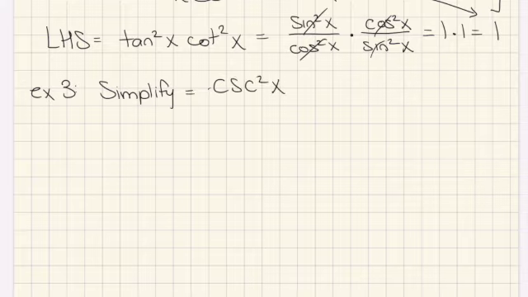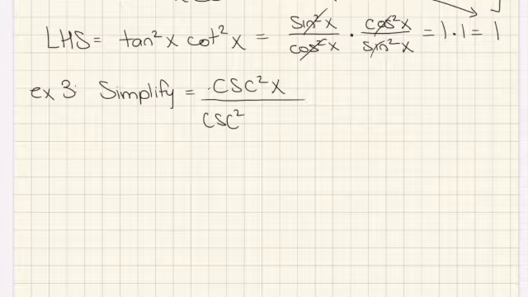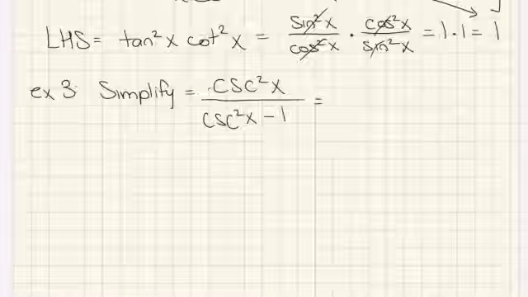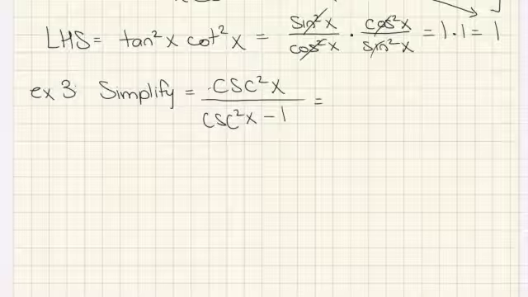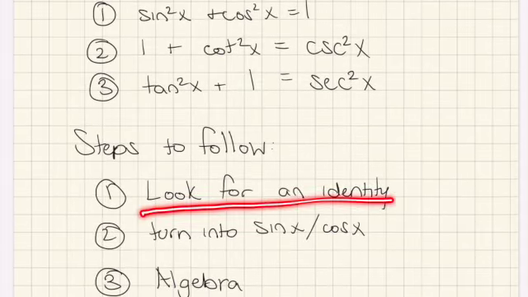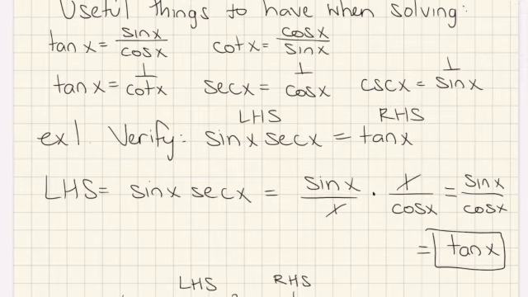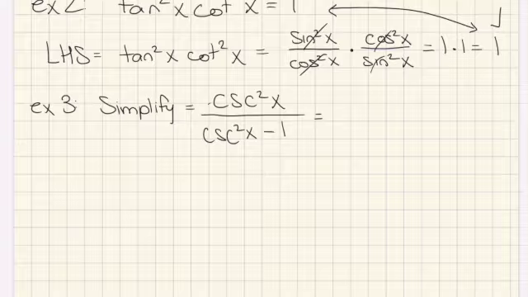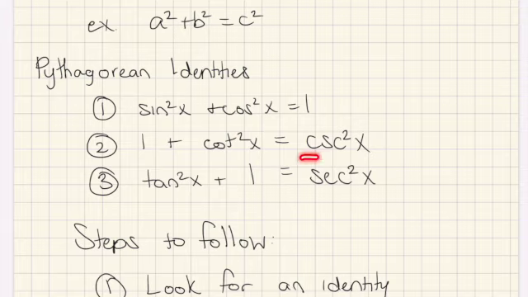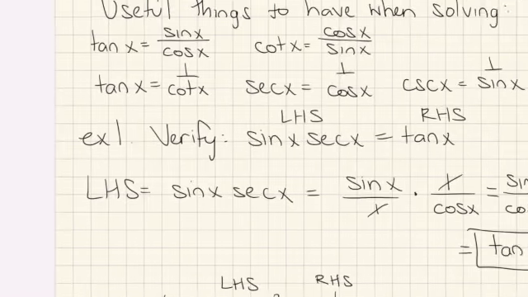cosecant squared of x all over cosecant squared of x minus 1. Now, the first step when solving says to look for an identity. So what we have in our equation is cosecant squared of x. So now we're going to look for the Pythagorean identities and look for the cosecant squared of x, which we have right here in the second identity given.